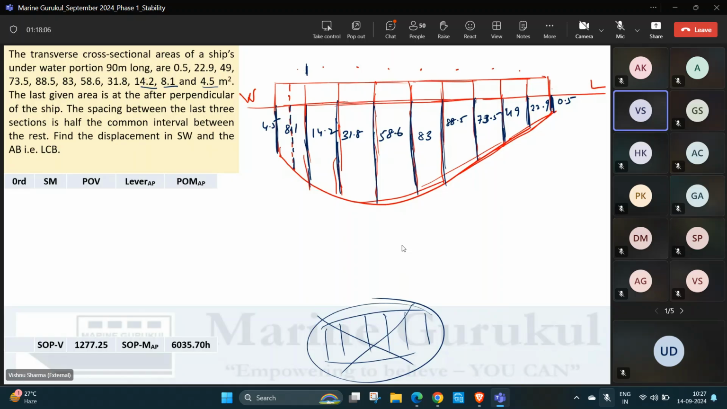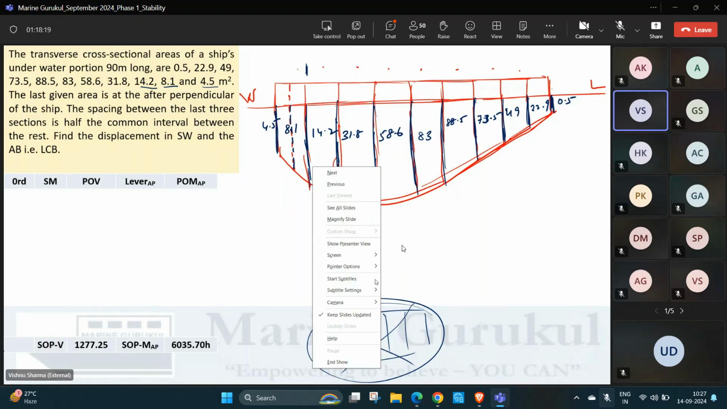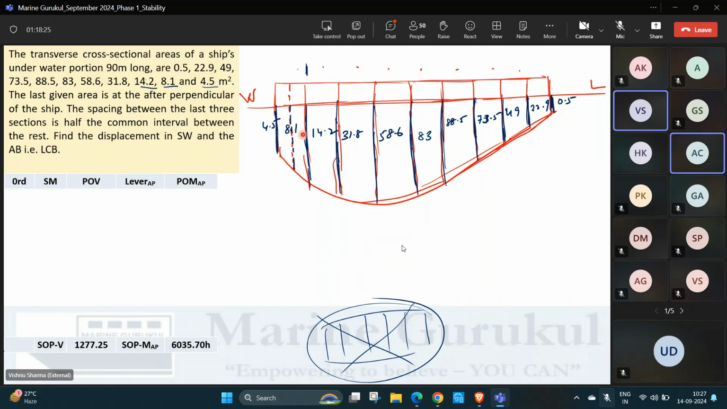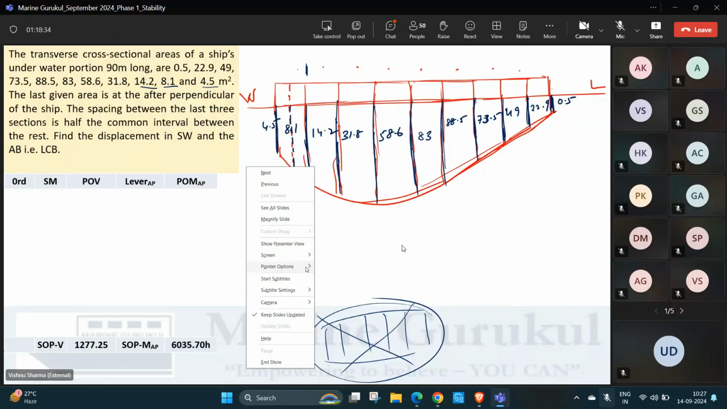What will be the common interval, beta? 10 meters. 90 meters, so count the number of full intervals. Hunar, how many full intervals are there? 9, sir. Okay, 1, 2, 3, 4, 5, 6, 7, 8, 9. So h is 90 by 9, that is 10.